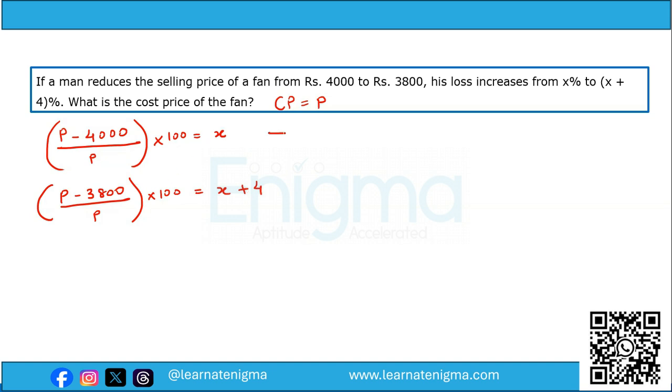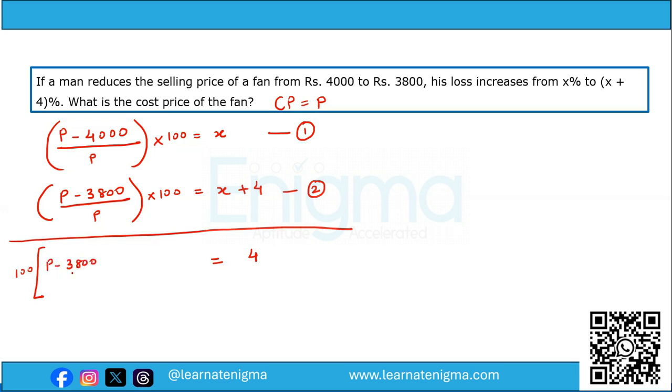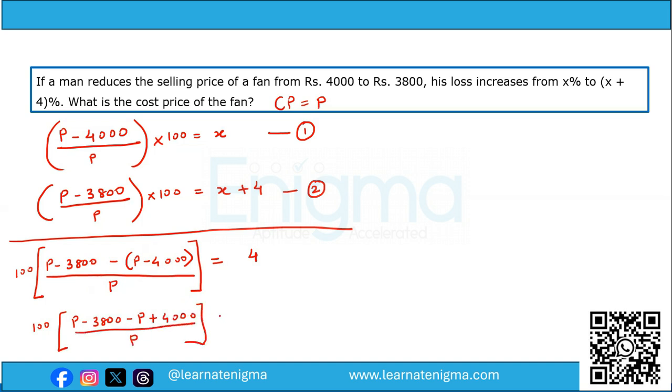Okay. Now, if we subtract the first equation from the second equation, you will get on the right hand side X plus 4 minus X, that is 4, and on the left hand side you can take 100 common and you will have (P minus 3,800) minus (P minus 4,000) upon P. Now, when you open the brackets, it will become (P minus 3,800 minus P plus 4,000) upon P is equal to 4.